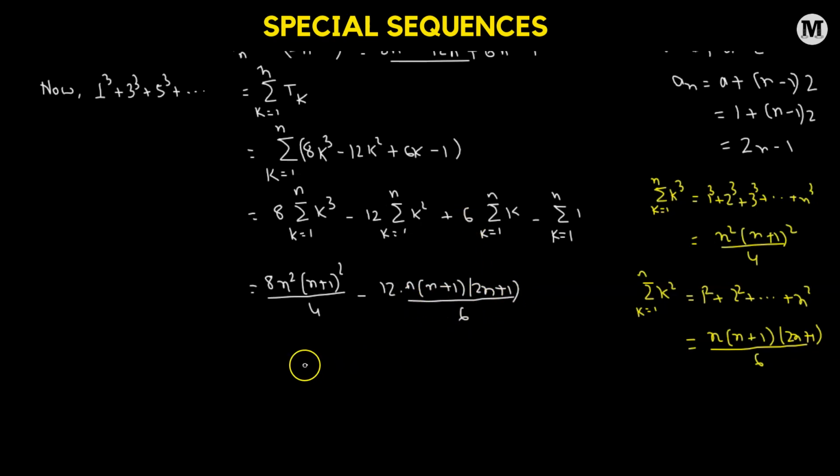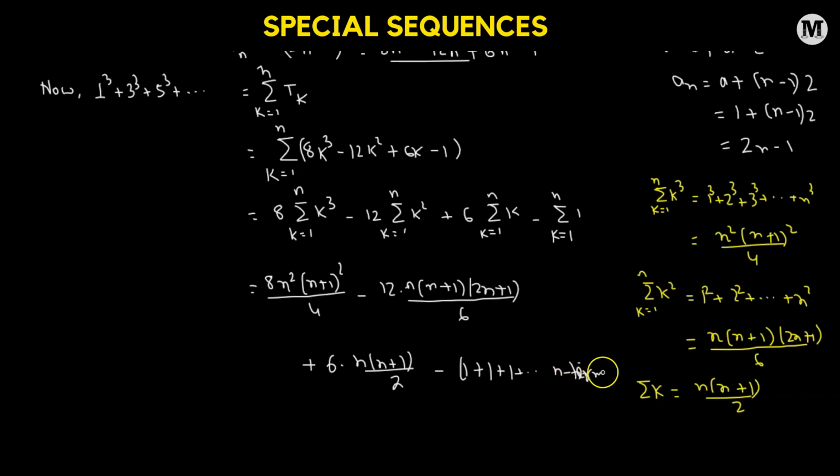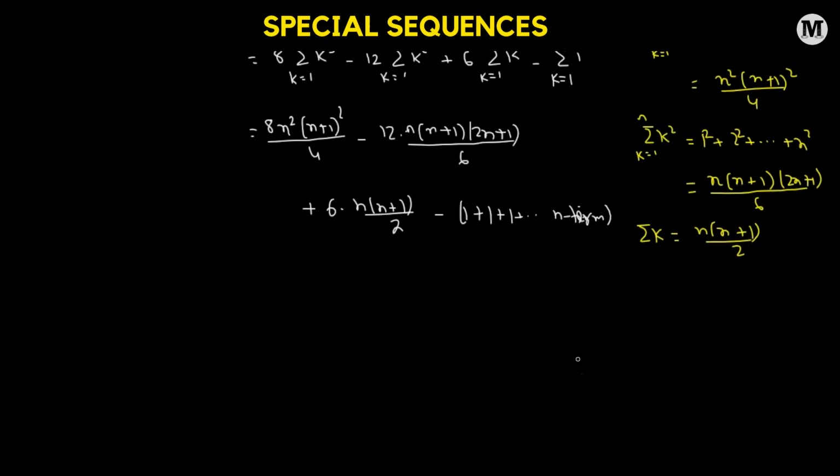Then coming to the third term, we have 6 multiplied to summation k. Now what is summation k? That is the sum of first n natural numbers, and that's going to be given by n times n plus 1 divided by 2. Let's use this value. We have n multiplied to n plus 1 divided by 2. Minus, now summation of 1 simply means that we have 1 added to 1 added to 1, and this is happening n times, to n number of terms. We'll come back to that in the next step.